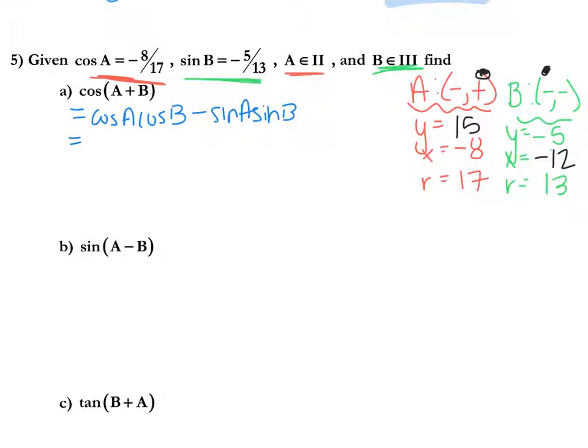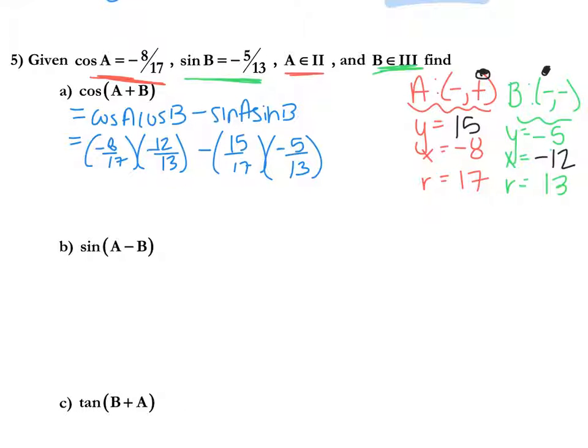And now we're just going to go over to the right and plug everything in. So cosine of A is going to be x over r, so negative 8 over 17. Cosine of B is going to be negative 12 over 13. Minus sine of A, which is 15 over 17, and sine of B is negative 5 over 13.